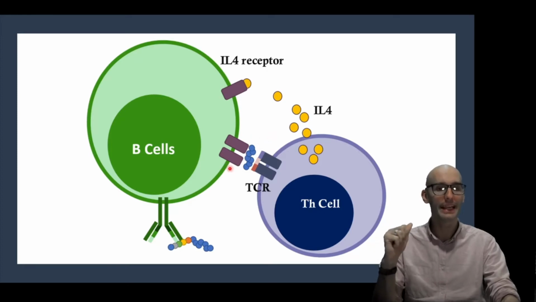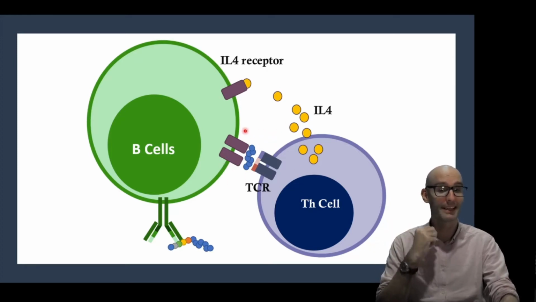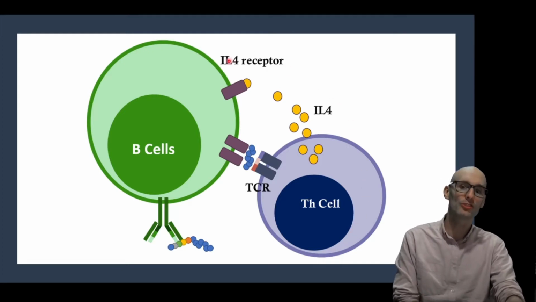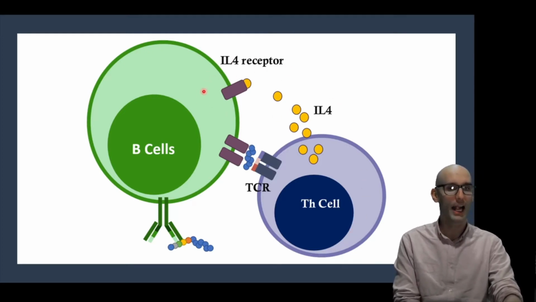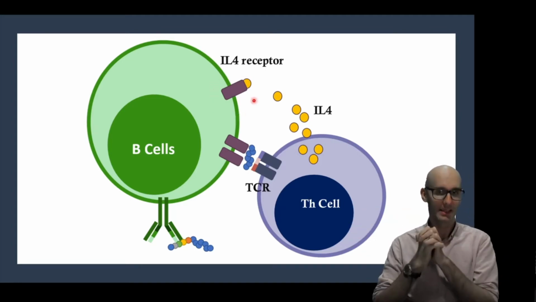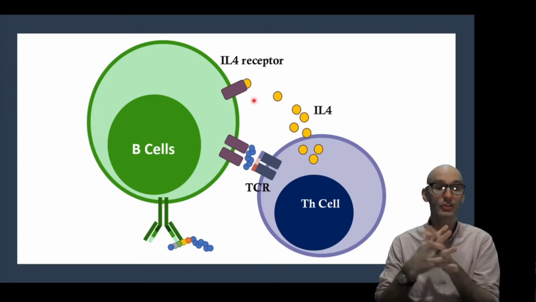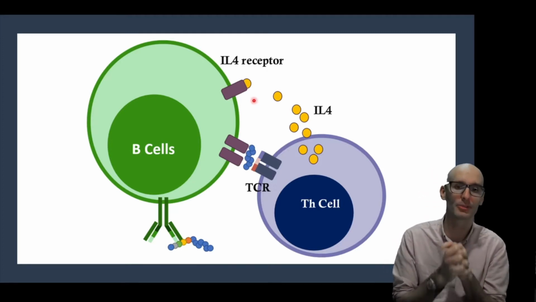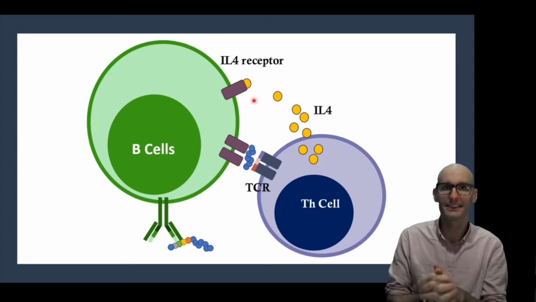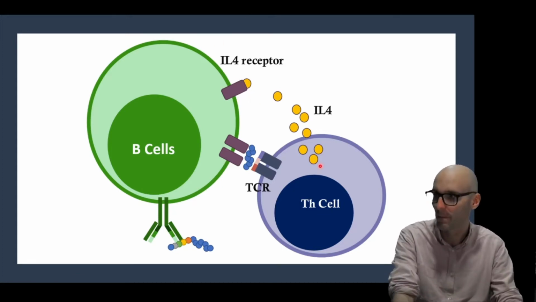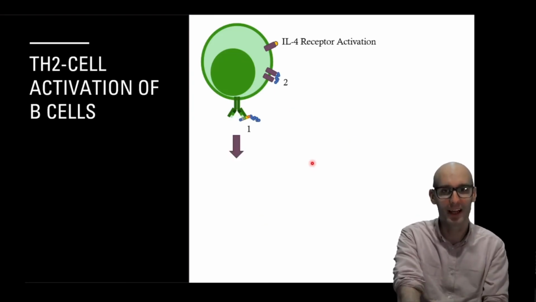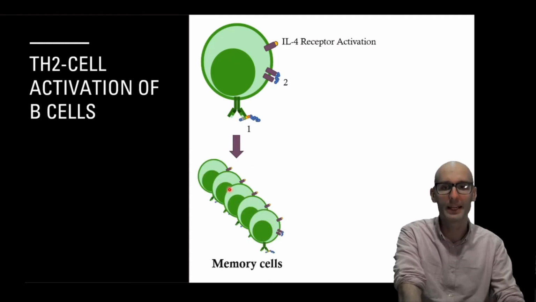So we need this to occur here. We need this stage number two. And if this happens, then the Th cell will produce IL-4, which will bind to the IL-4 receptor over here, and then that will activate the B cell. So one of the first things that happens is these cytokines produced by a Th cell induce the activation, proliferation, and antibody production in B cells.